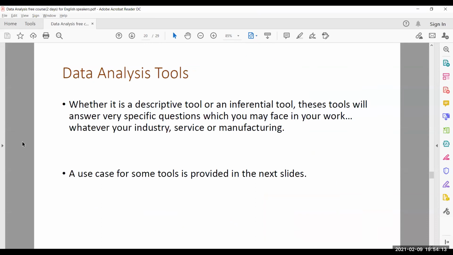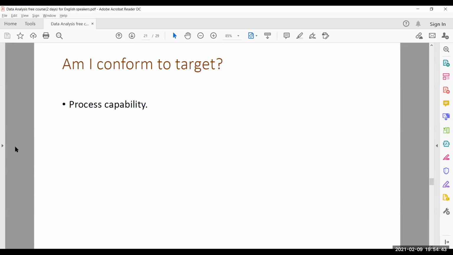So to sum up, whether it's a descriptive tool or an inferential statistical tool, these tools will answer very specific questions which you may face in your work, whether in quality or business or supply chain, whatever your industry, service or manufacturing. A use case for some tools is provided in the next slide. Whatever your industry, whatever your role, we have a very customized roadmap in data analysis. So for example, and without details, because every tool requires at least 5 or 6 hours more than the time of our course, I'll just give you some quick hints.